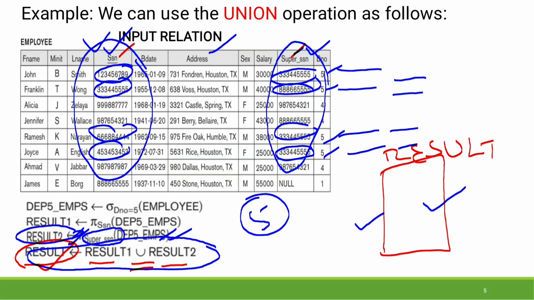Union operation could be done on the two relations result 1 and result 2 because they were compatible. This had only one column SSN, this had also only one column super SSN. Both were of the same type. So number and type of columns in result 1 and result 2 were same, hence they were compatible, hence we could generate union of the two relations, that is result relation, which has SSNs of all the employees belonging to department number 5. They may be either working as employees or supervisors.